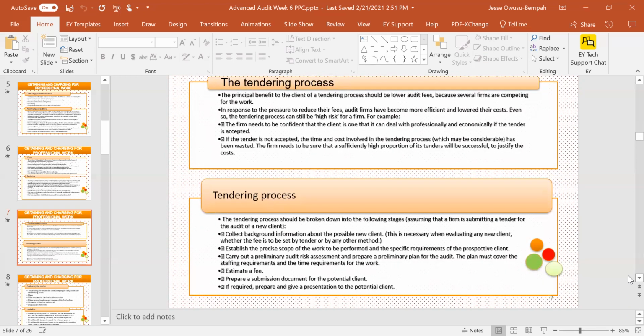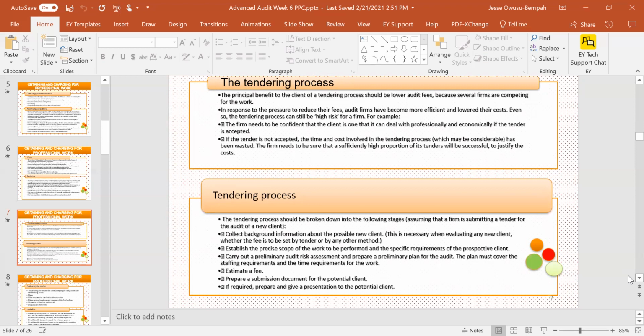Now, what are the steps in the tendering process? I think this will really be helpful to you. The tendering process should be broken down into the following stages. Number one, you cannot engage in the tendering process without getting some background information about a possible new company or possible new client. It's very important. So collect background information. Number two is establish the scope of the work. What kind of work are we going to engage in?